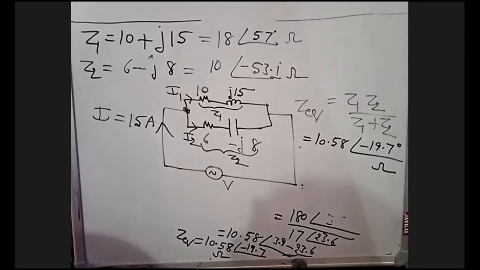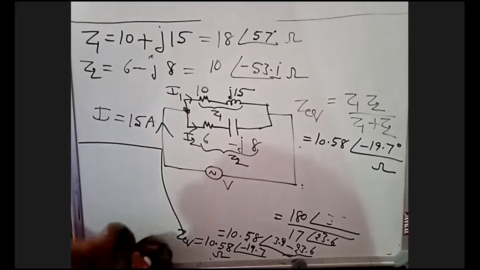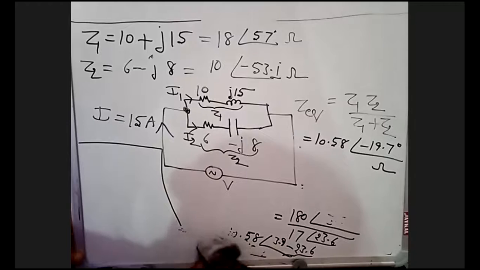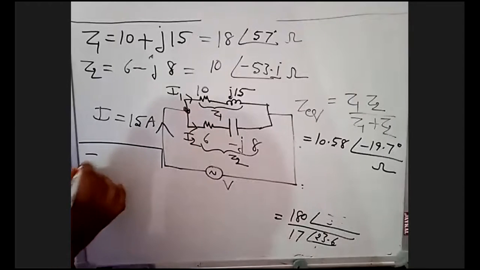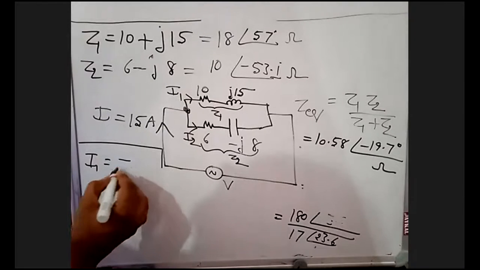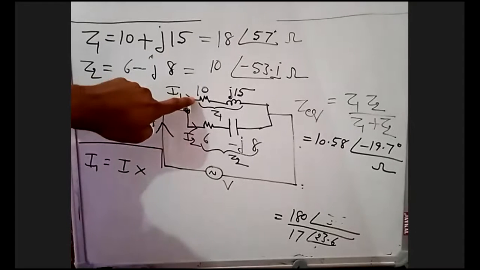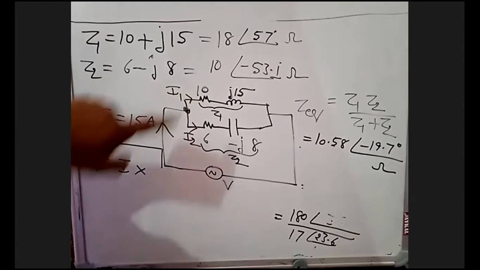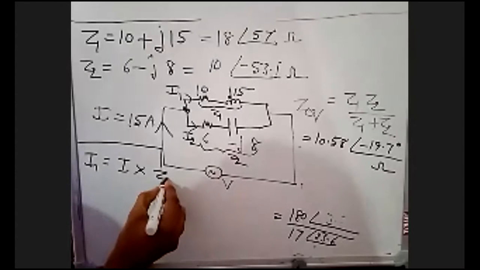Now I will determine I1 and I2. See here. I1 is equal to, in parallel current will divide. What is the current divide rule formula? I1 is equal to total current into opposite branch impedance. What is the opposite branch impedance for I1?